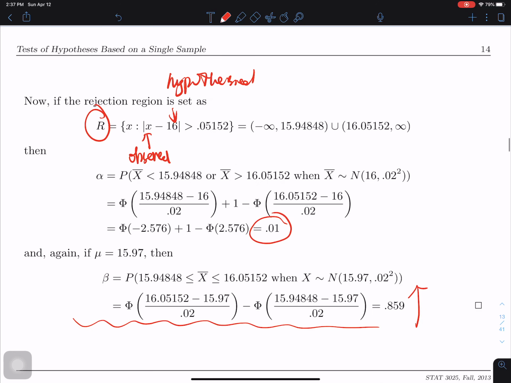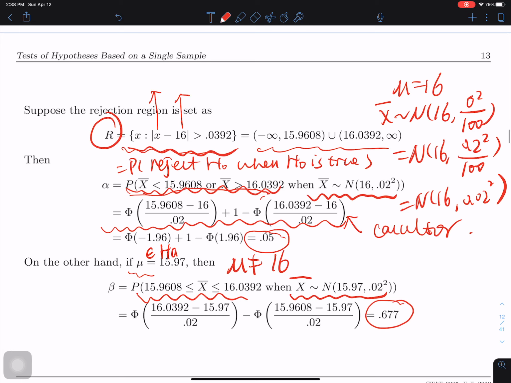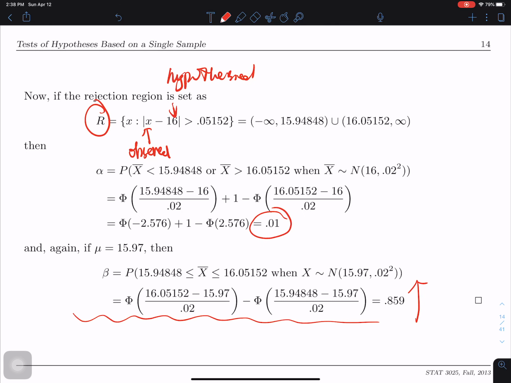Okay, that is to say, if we would like a type 1 error to be no greater than 0.01, then this rejection region will be out, right? Because this rejection region gives us a type 1 error of 0.05, right? So in order to have a type 1 error of 0.01, or even less, we have to set this kind of rejection region, okay?